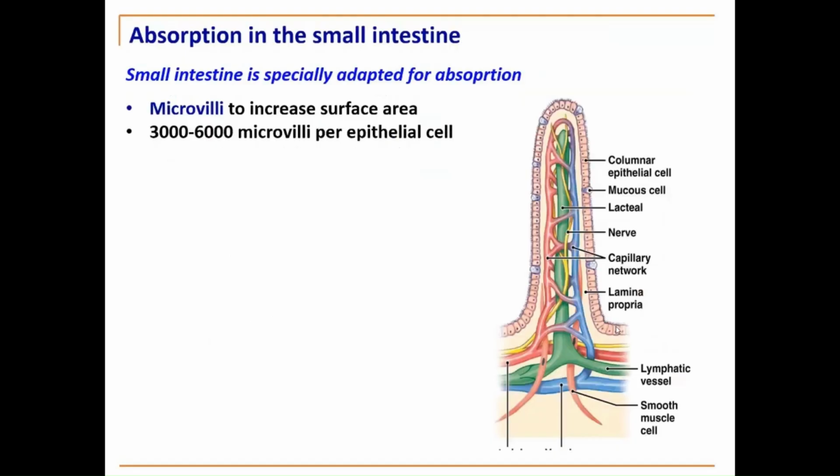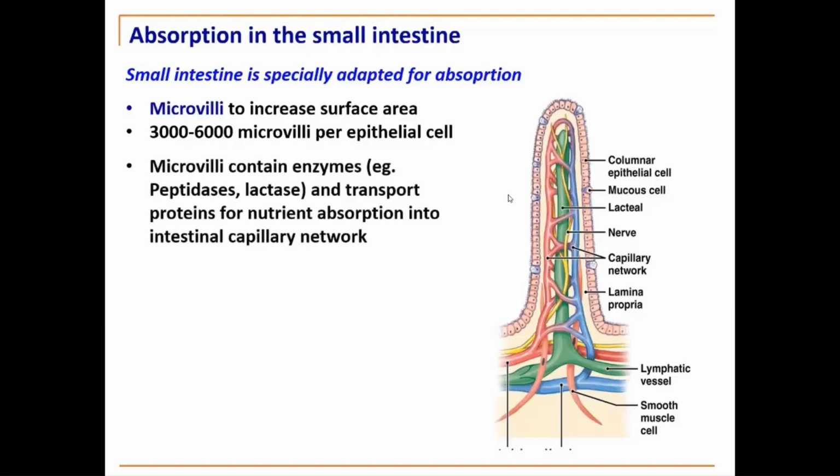So we have a little look at the structure of the small intestine itself, and in particular the villi and the microvilli. We have this nice villus, which is shown here, and on the surface of this you can see these little microvilli, these little hair-like structures. You have somewhere between 3,000 and 6,000 of those microvilli per epithelial cell, and they serve to increase the surface area for absorption, but also for where you can have enzymes present.